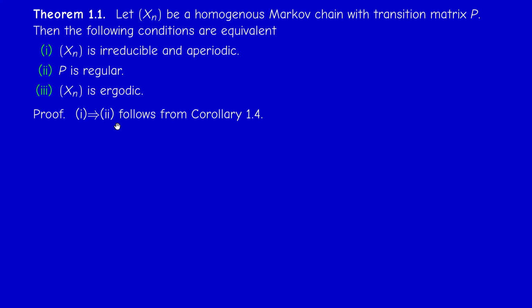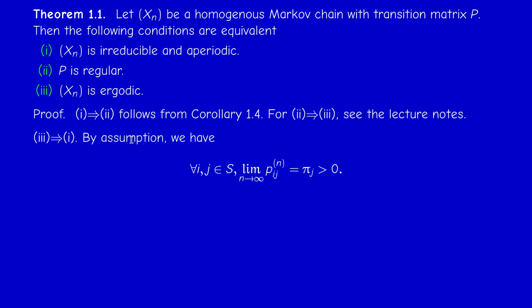Now, 2 implies 3 is technical, and I will not give it here. It's just an exercise in analysis and convergence. Not very helpful, but you can read it if you like. All the results are either proved in the lecture notes, or we give a reference where you can find the proof if you are interested. So I will not prove that 2 implies 3, but I will prove that 3 implies 1. So it's a circular proof.